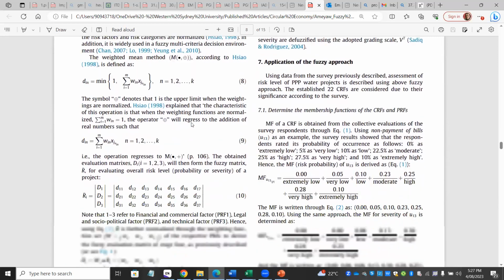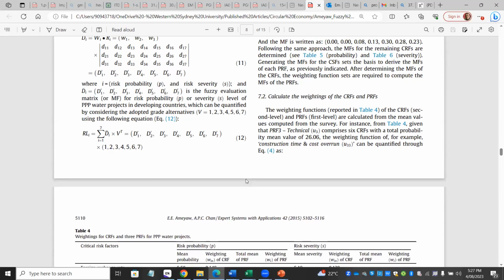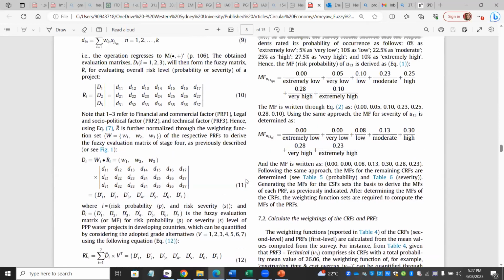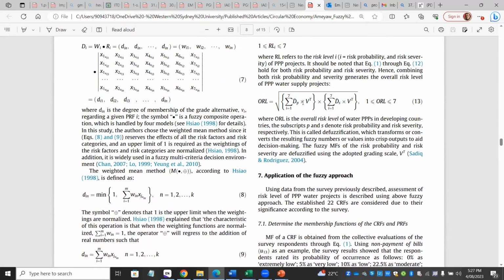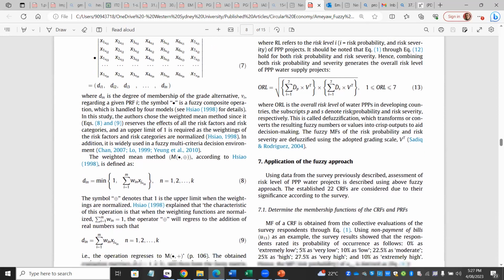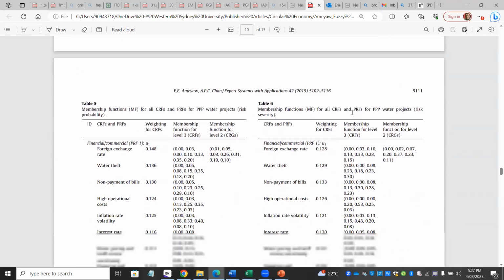Okay, so this is equation 13. Where we will first compute this as equation, we use equation 12. Then once we get that, then we multiply the two results from the probability of occurrence and then the severity of the consequences. Then we multiply the two and we find the square root as we did from the beginning. Okay, so let's do it. Let's do this.